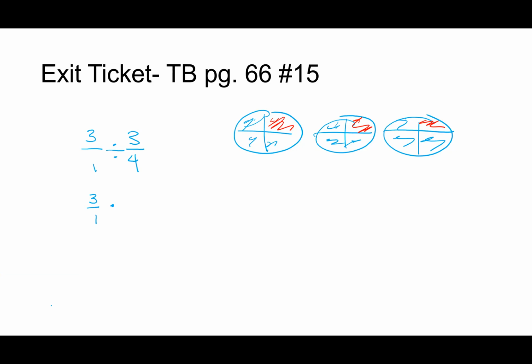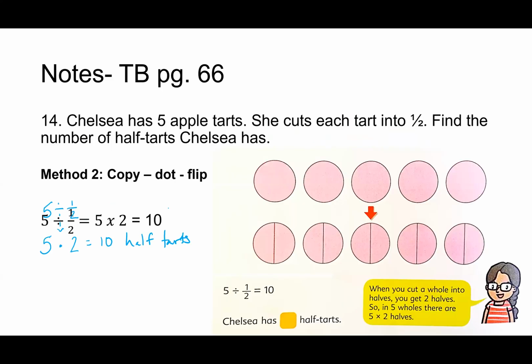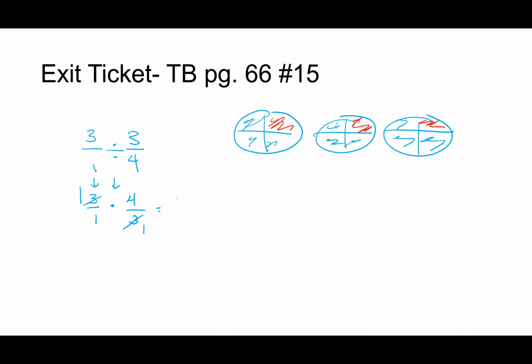So we're dividing 3 cakes up by 3/4. So copy dot flip means I'm going to copy that first number. Don't do anything with the first number. I'm going to change division to multiplication, and I'm going to flip the second fraction. So 3/4 becomes what? 4/3. There you go. Now I can cross cancel. I've got some 3's here in my numerator and a denominator. And whoops, did it work out? I've got 1 times 4 and 1 times 1, which gives me 4/1.